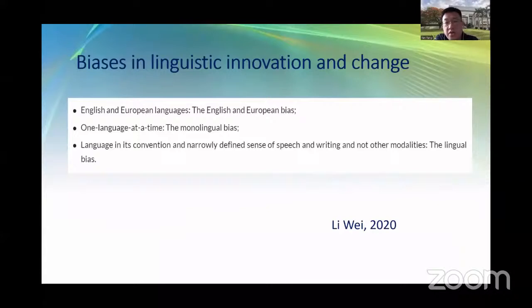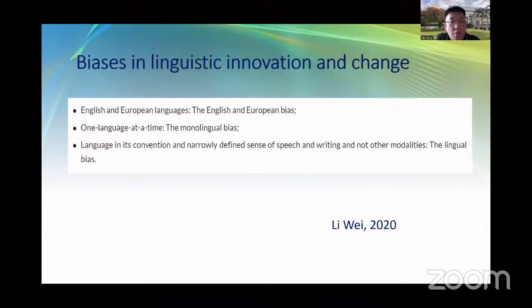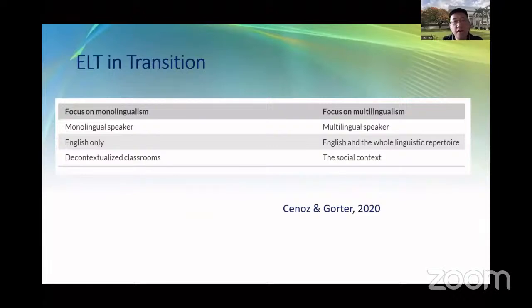So the bias in linguistic innovation and change: the English and European bias; one language at a time, that's the monolingual bias; language in its conventional and narrowly defined sense of speech and writing, and not other modalities, this is the lingual bias. So still we, as English language or language educators, are facing various challenges and biases. And also ELT in transition. So how do we focus on multilingualism to promote multilingual education?